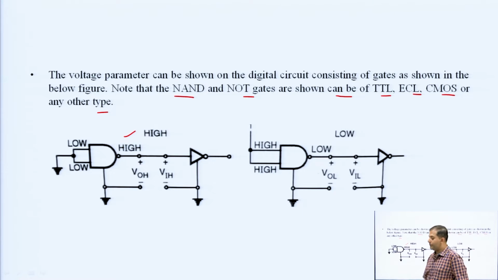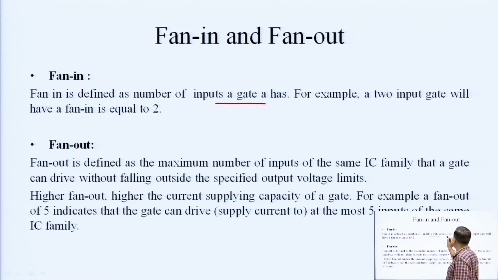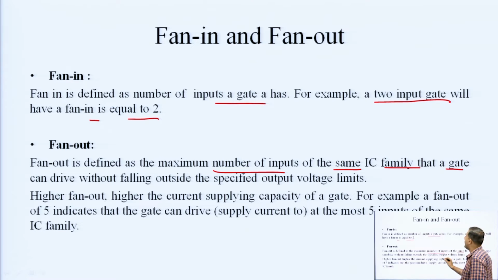Okay. So, the next parameter is fan in and fan out. So, fan in is defined as the number of inputs a gate has. For example, a 2 input gate will be having a fan in equal to 2, okay, number of inputs. Fan out is given as the maximum number of inputs of the same IC family that a gate can drive without falling outside the specified output voltage limits.